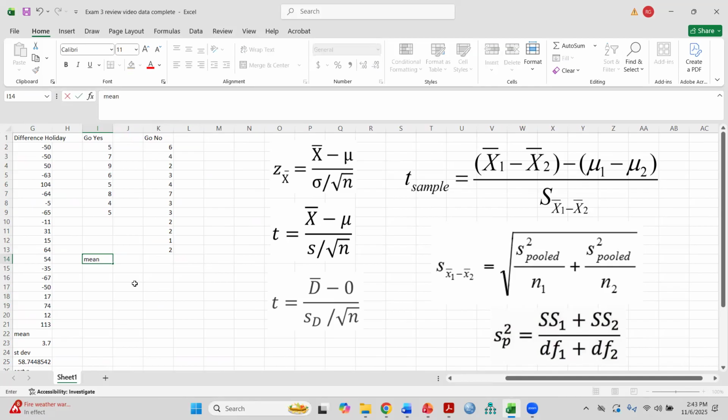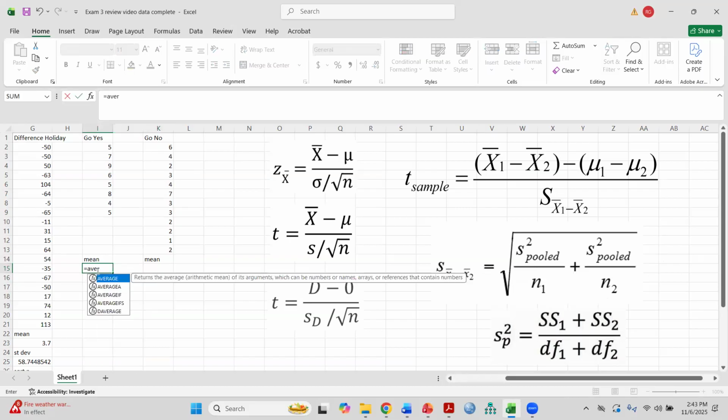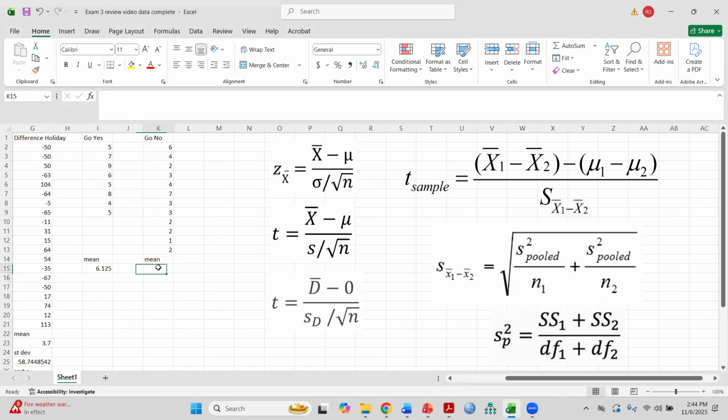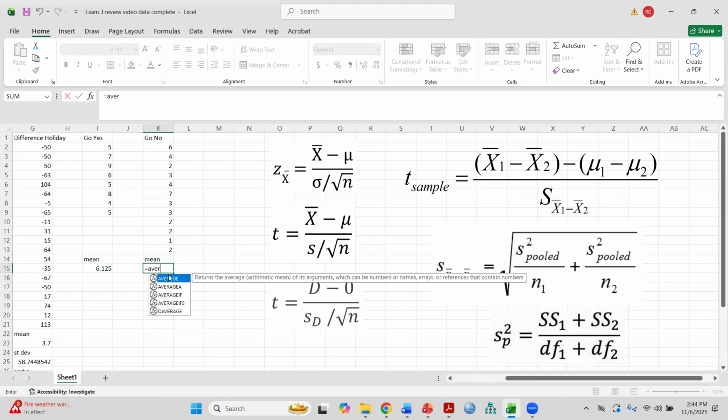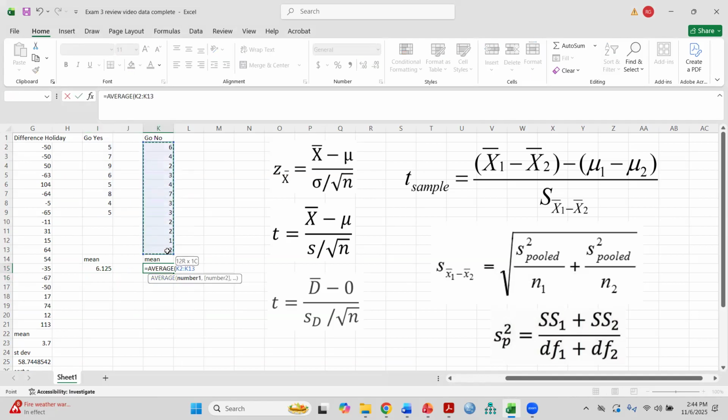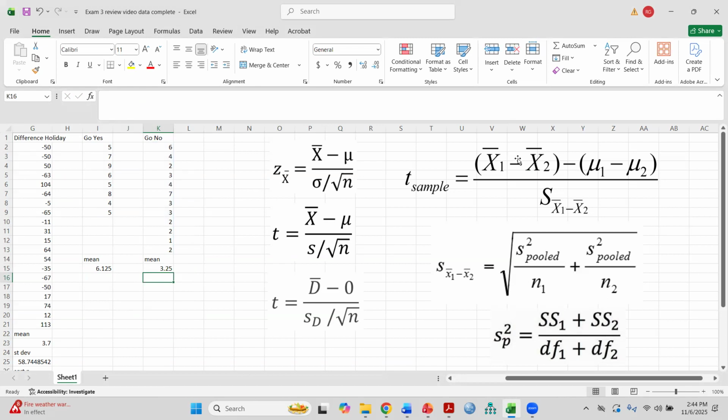So let's do that. So this is mean and mean equals average. These groups of numbers here, over here equals average. These numbers over here. Okay, so we've got the means, and they look different, but we don't know if those are statistically significantly different yet. So we got the means. We don't have to worry about the population means, just the sample means.